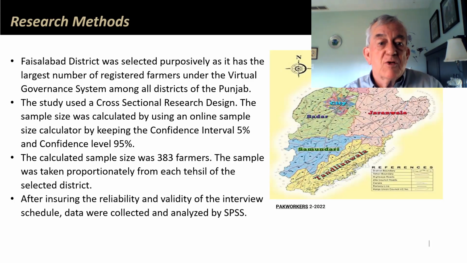The study used a cross-sectional research design and determined how many people it was going to sample by getting enough to have a 5% confidence interval and a confidence level of 95%. That determined that 383 farmers were in the sample size in a tehsil. A tehsil is basically a township in many of our ways of thinking, so they were equally distributed across the district in each of the counties or community areas.